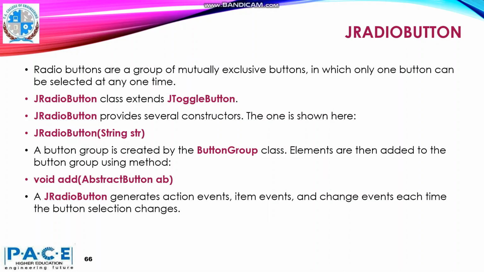A button group is created by the ButtonGroup class. Elements are then added to the button group using the add method of the ButtonGroup. JRadioButton generates action event, item event, and change event each time the button selection changes.